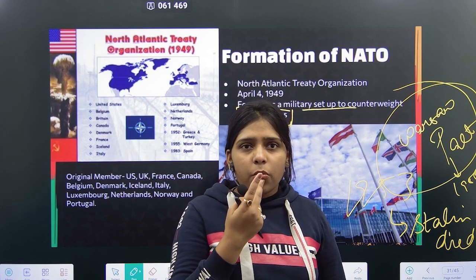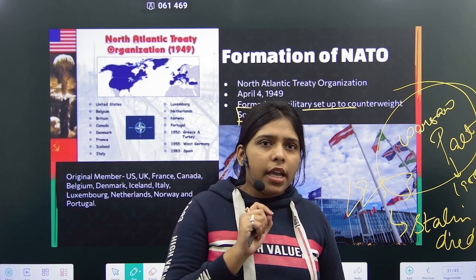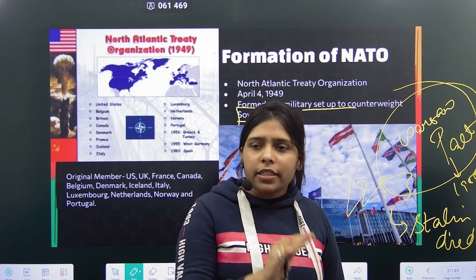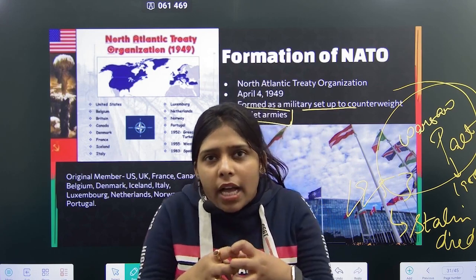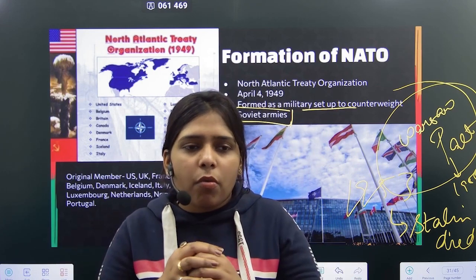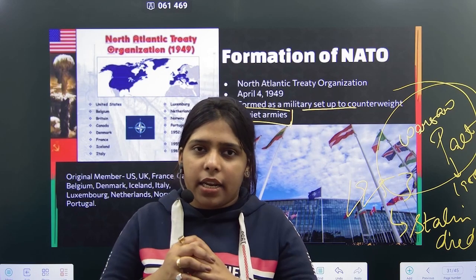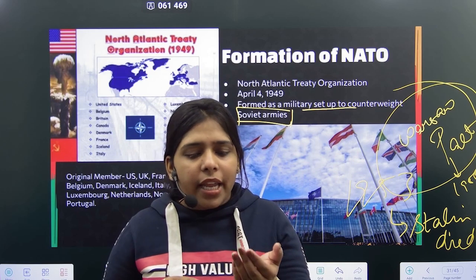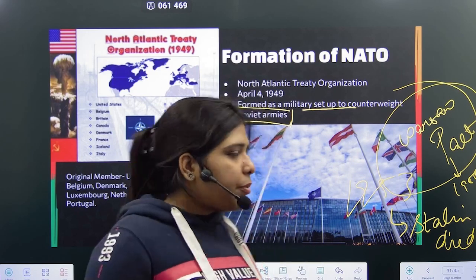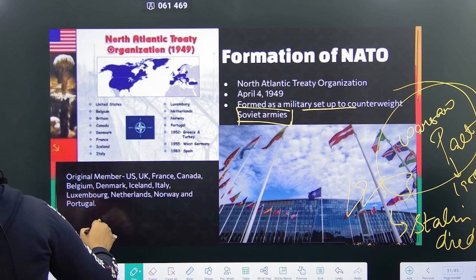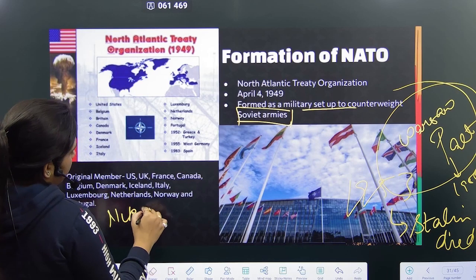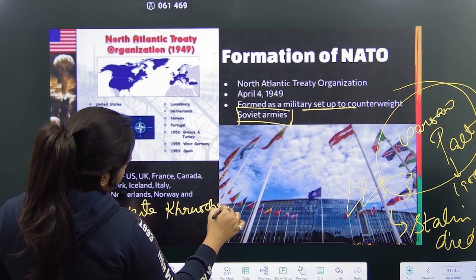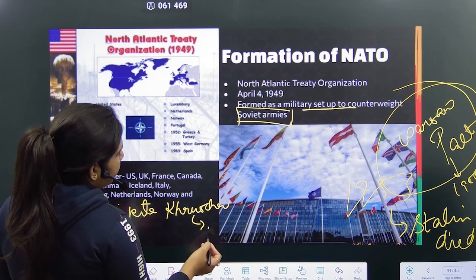All of you should know one thing very carefully. Change in the leadership of any nation is going to impact that nation and even other nations which have strategic alliances with that particular nation. That is what happened over here. Basically, change in the leadership brought Nikita Khrushchev to power. Nikita Khrushchev.